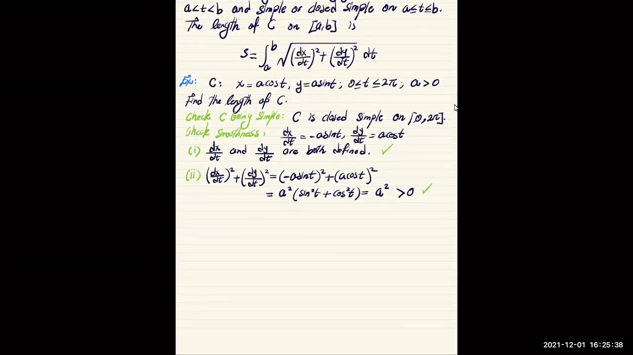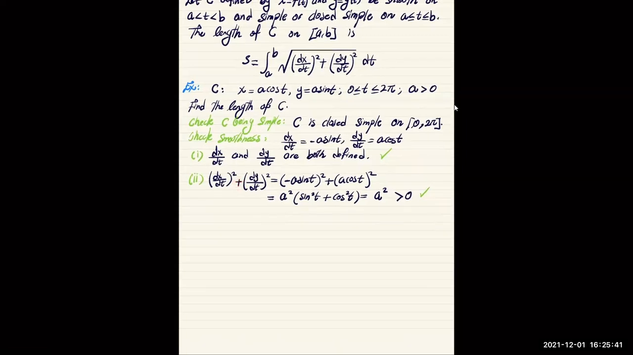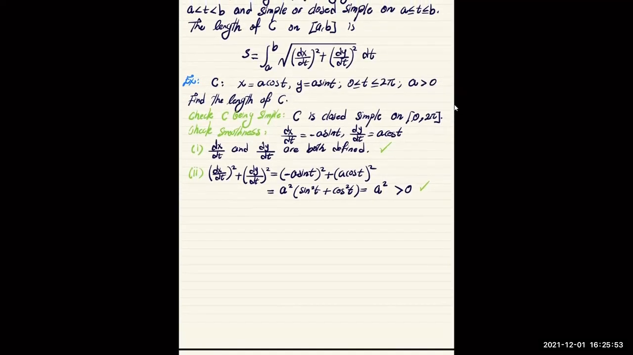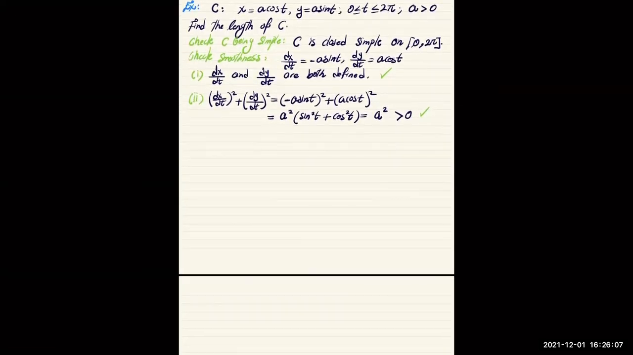All right, so again, this being more than 0 means that dx/dt and dy/dt cannot be 0 together. This expression is what is under the square root. So if you check for smoothness, you've calculated this part of the integral. Now you go ahead and find the length. Integral from a to b, just kind of copy down the formula.